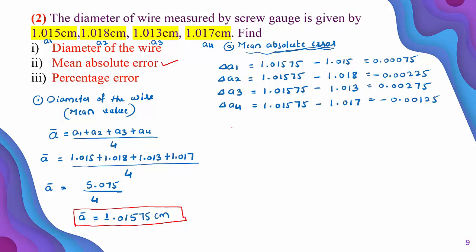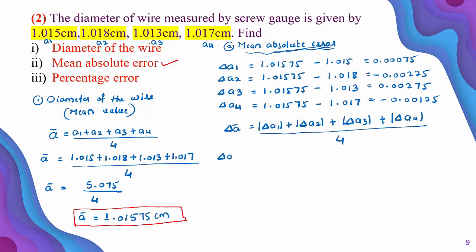Now we can easily find mean absolute error. How to find mean absolute error? Mean absolute error is given by the equation delta A bar equal to, we have to consider only positive magnitude, so we use mod of delta A1 plus mod of delta A2 plus mod of delta A3 plus mod of delta A4 divided by 4. Now substitute all the values here.